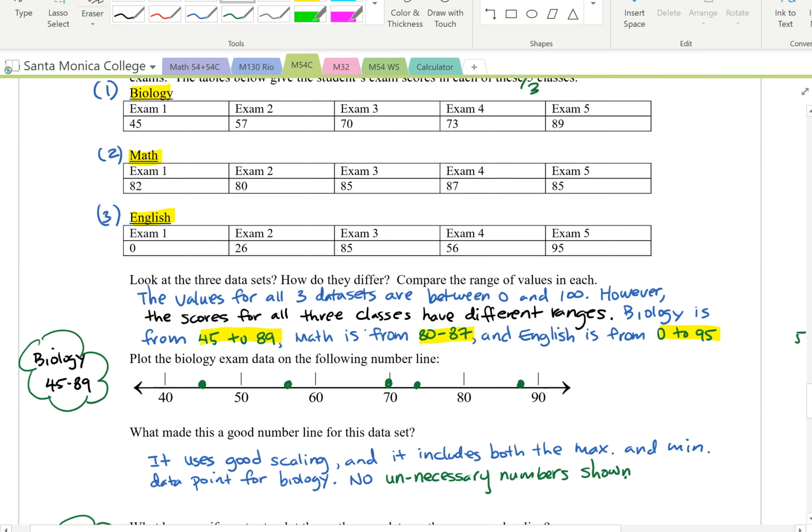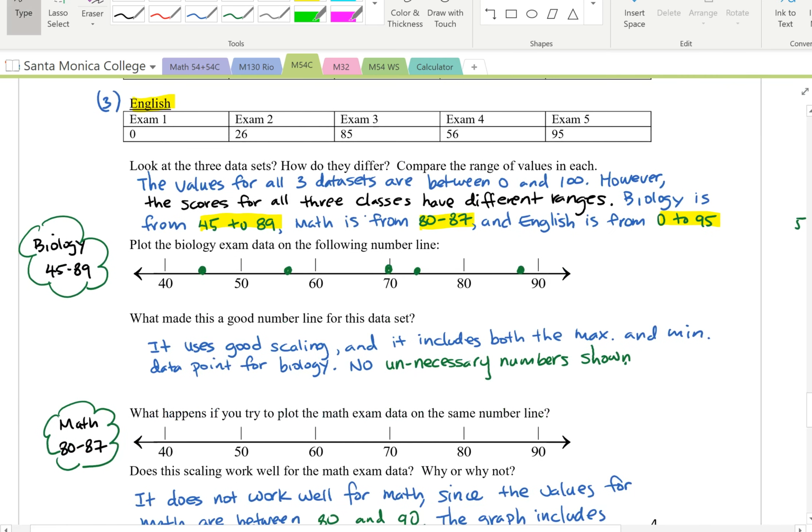Note that this number line shows the data really well, and there's no unnecessary part in the plot or the number line here. Right? So you use good scaling as well. Notice that the increment is equal, the spacing is equal. So this is a really good number line for this data set.